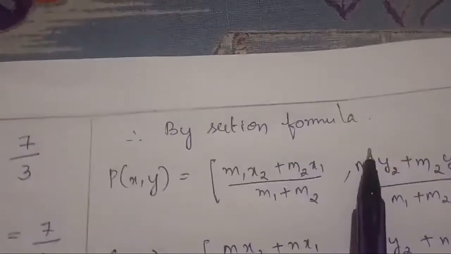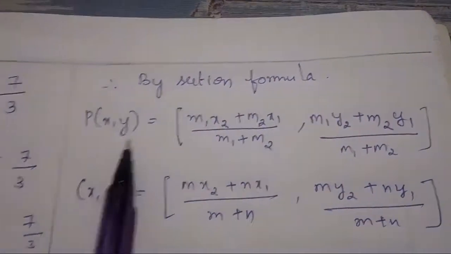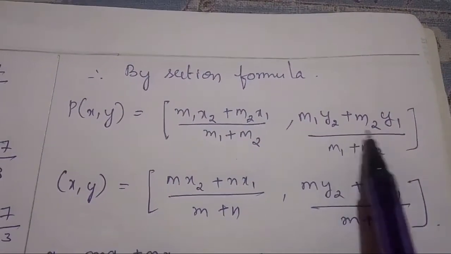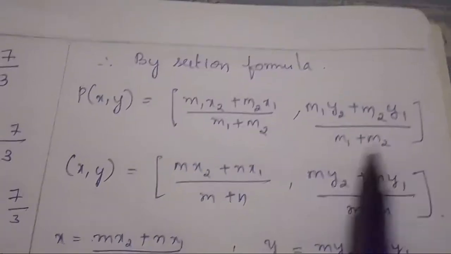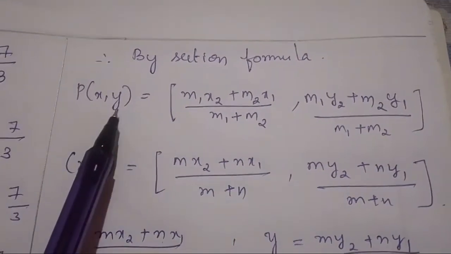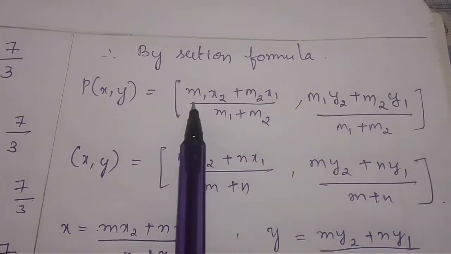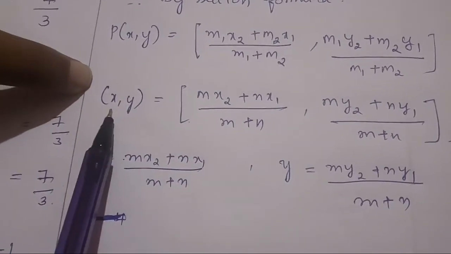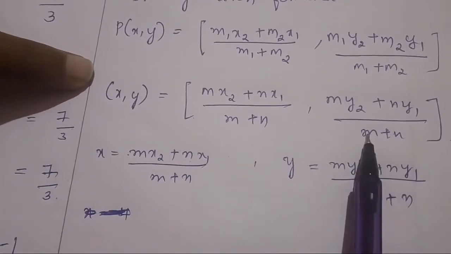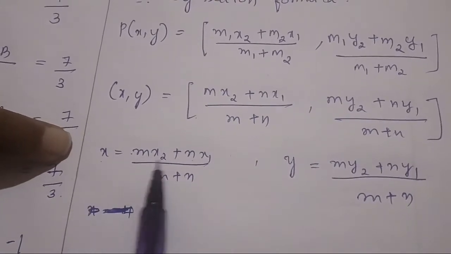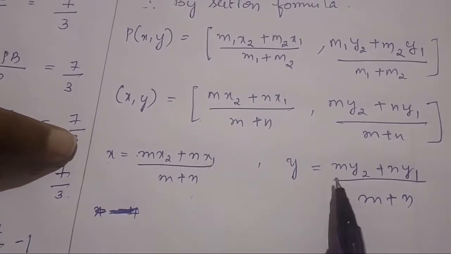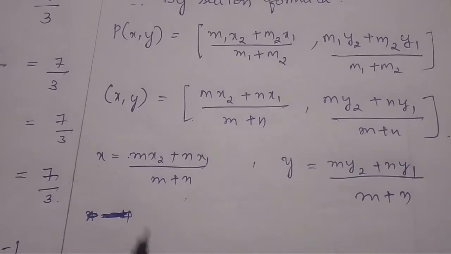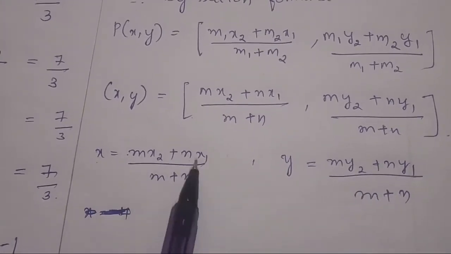Okay. By section formula, we can consider the formula P of x comma y is equal to (m1 x2 plus m2 x1) divided by (m1 plus m2), (m1 y2 plus m2 y1) divided by (m1 plus m2). In the next step, I had taken P of x comma y as x comma y, and in the place of m1 and m2 I had taken m and n. Now equate x value to x value and y value to y value. We remain with x is equal to (m x2 plus n x1) divided by (m plus n), and y is equal to (m y2 plus n y1) divided by (m plus n). Now substitute the values of x2, x1, y2, y1 and m and n.